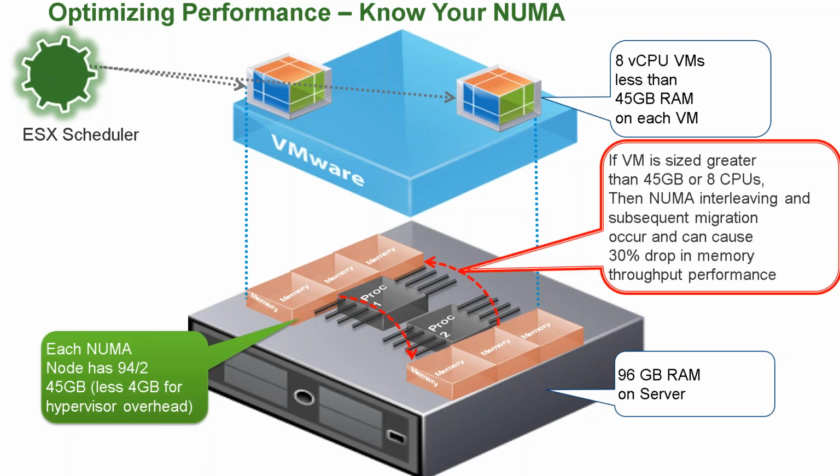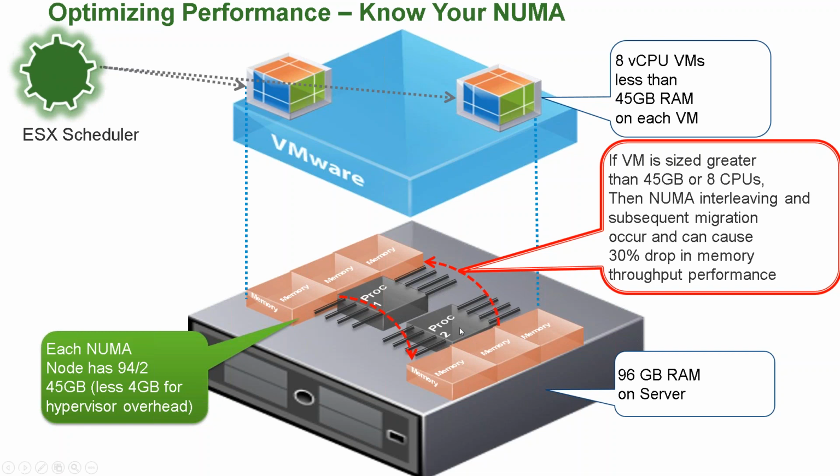If you were to go beyond that, if you sized the VM with more than 8 CPUs or with more than 45 gig of RAM, what is going to happen is, in this configuration, we would need to service that VM request with a remote memory, and we may have to occasionally migrate the NUMA home for that VM, because we will see that there is an imbalance.